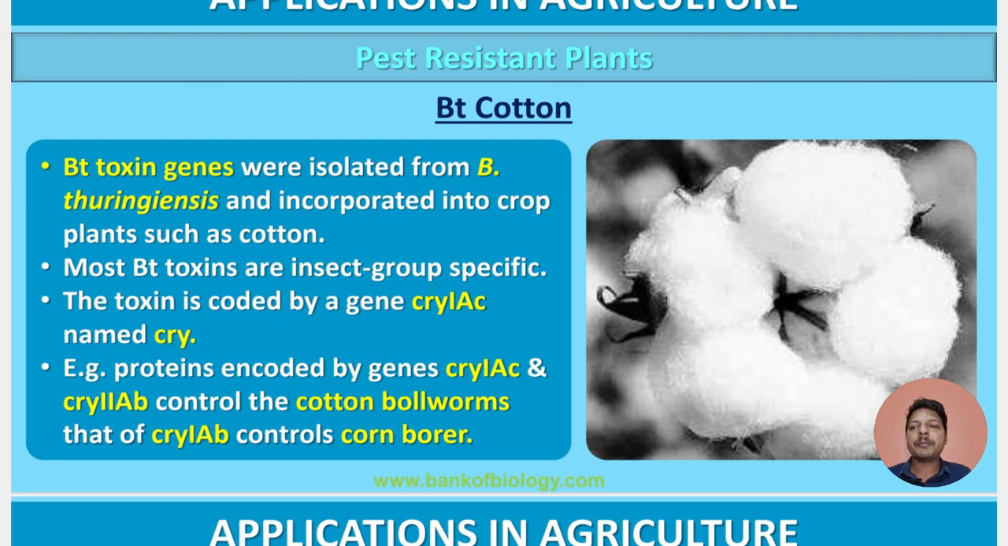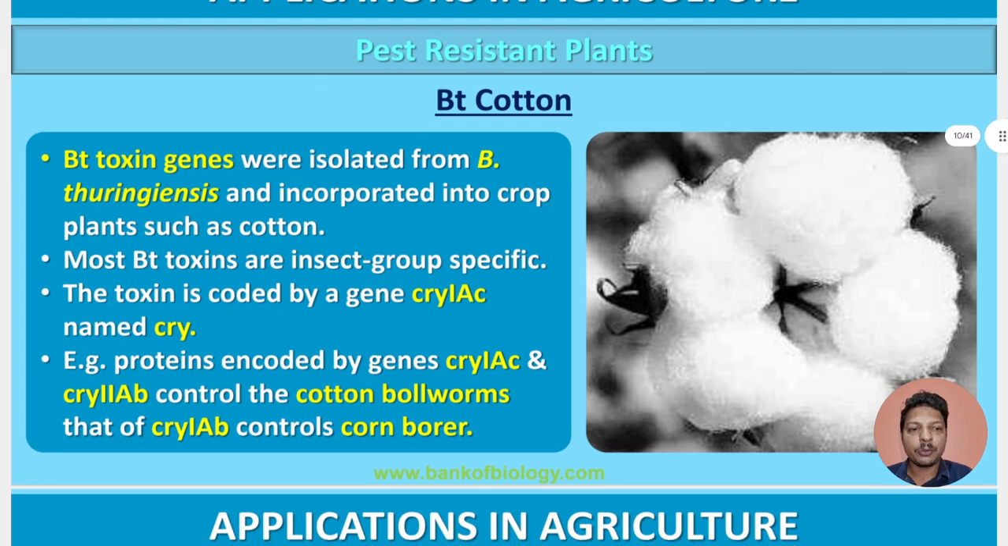Next, Bt toxin genes were isolated from Bacillus thuringiensis and incorporated into crop plants such as cotton. Remember, most Bt toxins are insect group specific. The toxin is coded by a gene called cry. Example: proteins encoded by the genes cryIAc and cryIAb. Both cryIAc and cryIAb control cotton bollworm, and cryIAb controls corn borer. Questions are asked from this.